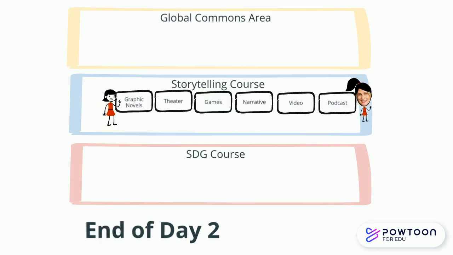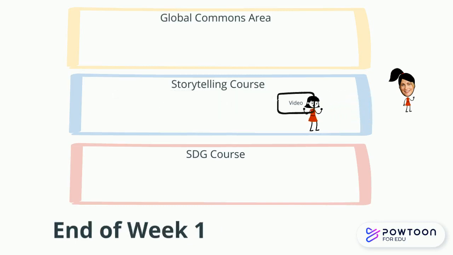In the storytelling course, there are 6 different mediums that Joanna can choose from to explore different ways to tell stories. She has until the end of day 2 to explore all the mediums before choosing one she is most interested in to work through for the storytelling course. Joanna had a couple of questions about some of the video content, so she checked in with her facilitator. At the end of the second day, Joanna decided she was interested in the video medium.